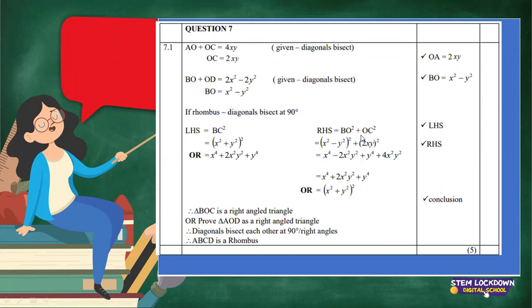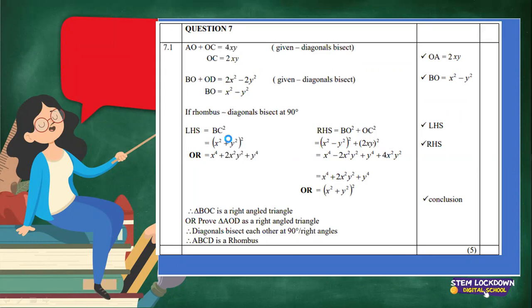So if you do that now, I'm going to have x squared minus y squared all squared plus 2xy squared. So when you open this up, we're going to have x power 4 minus 2x squared y squared plus y power 4. Then our OC is 2xy all squared, so when you square this one, it gives you 4x squared y squared. If you combine the like terms, then you're going to come to this amount.